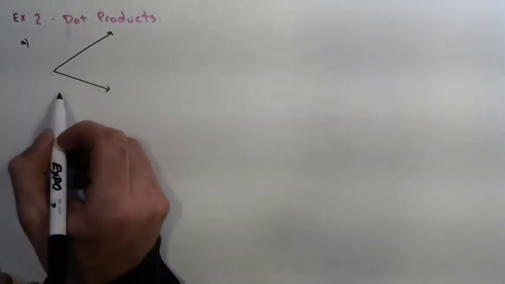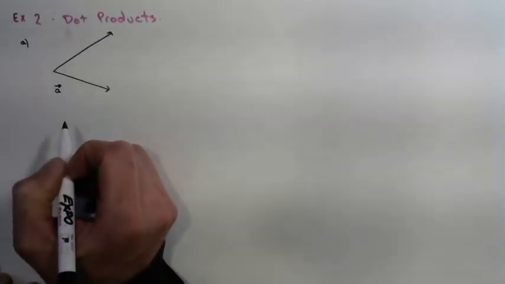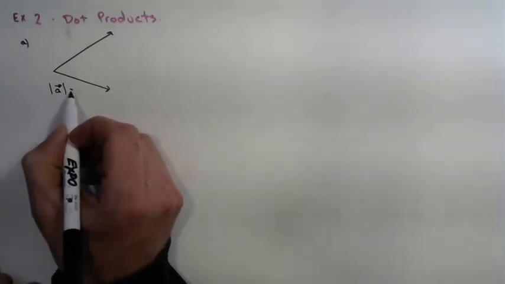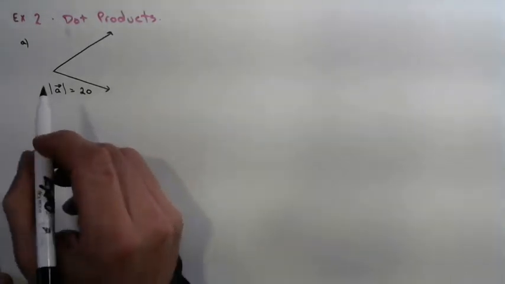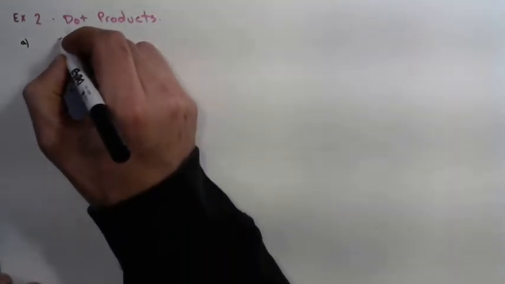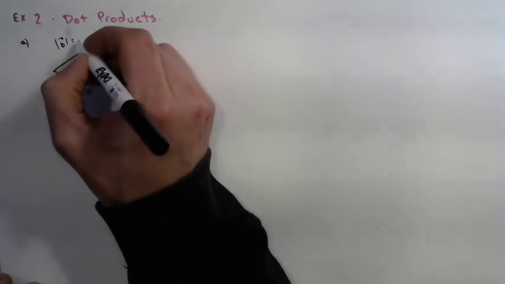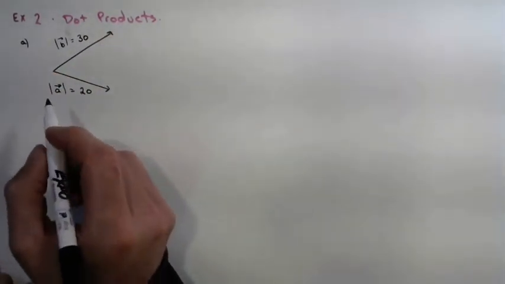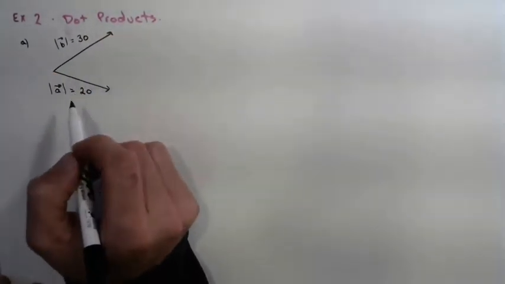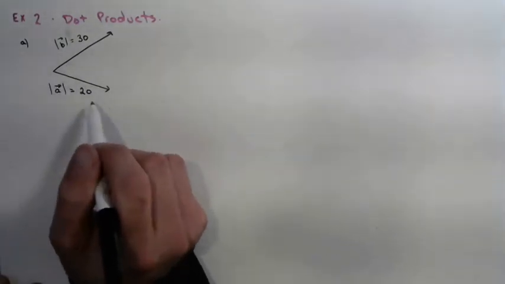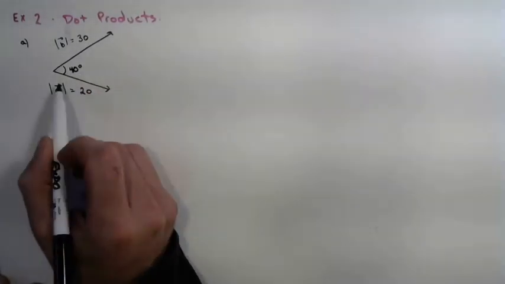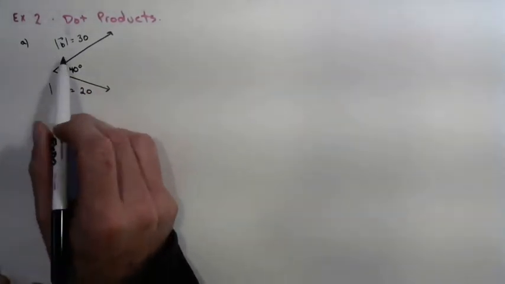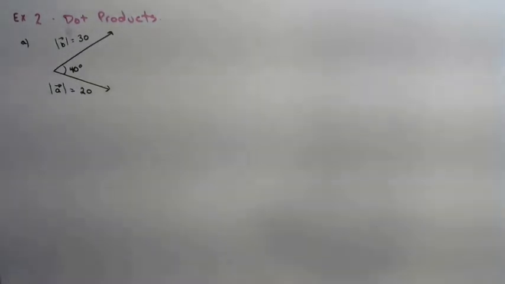So I have vector A right here. I'm told that its magnitude is 20. No units given. And we have vector B. We're told that its magnitude is 30. Now, for basic problems, I don't care what direction these guys are heading in. I only need to know the relationship between them. So they're separated by an angle of 40 degrees. All right. So let's go ahead and finish this one.